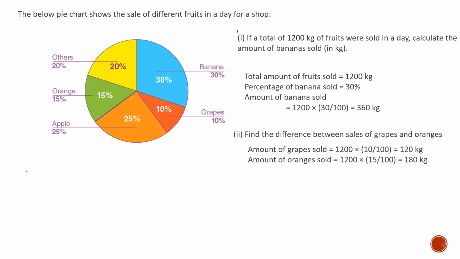And amount of oranges sold. So oranges is 15%. So 15% of 1200 is 180. So the difference is 180 minus 120. So 60 kilograms.